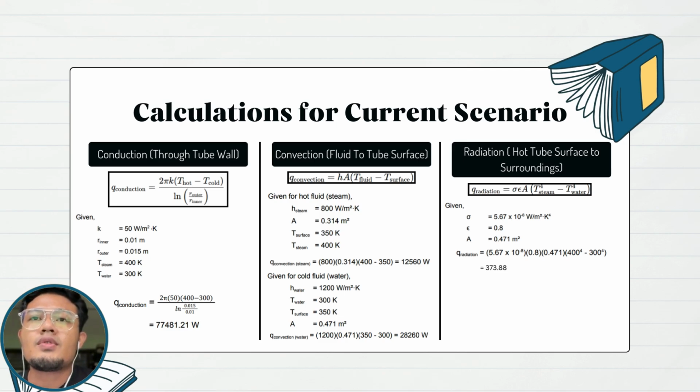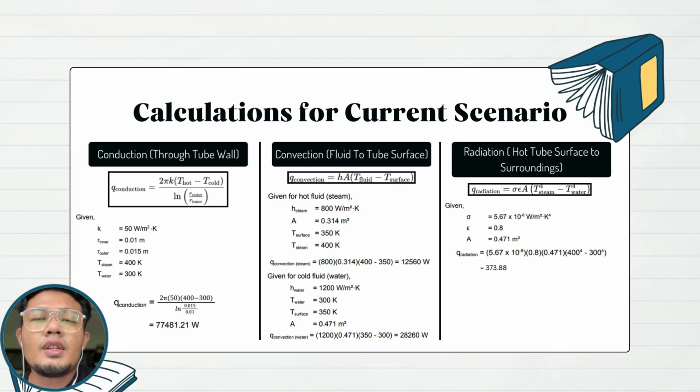The first one is conduction. The heat transfer through the tube wall occurs due to thermal conduction. Using that formula, the K given is 50, R inner is 0.01, R outer is 0.015, T steam or T hot is 400, and T cold or T water is 300. So just put the values in the formula, and we will get the Q conduction for the current scenario as 77481.21 watt.